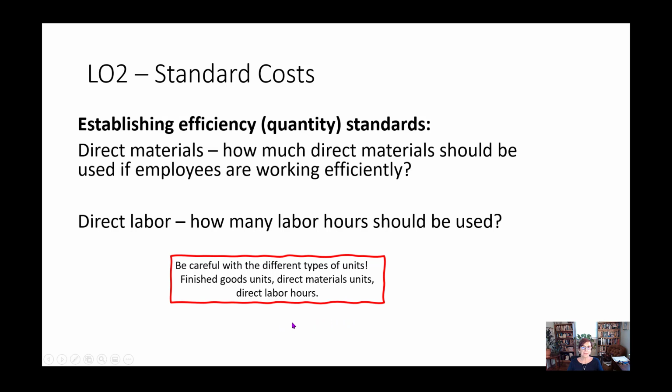So for example, you might have a unit of finished product, like let's say we are making watering cans. And so you have plastic watering cans. That's your finished product. But each can might use a half a pound of plastic. So be careful because the half a pound of plastic is in pounds and the finished goods are in units.